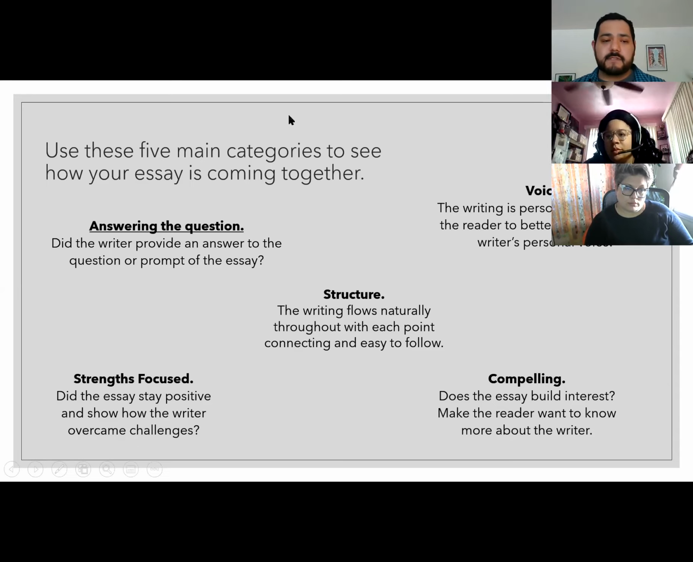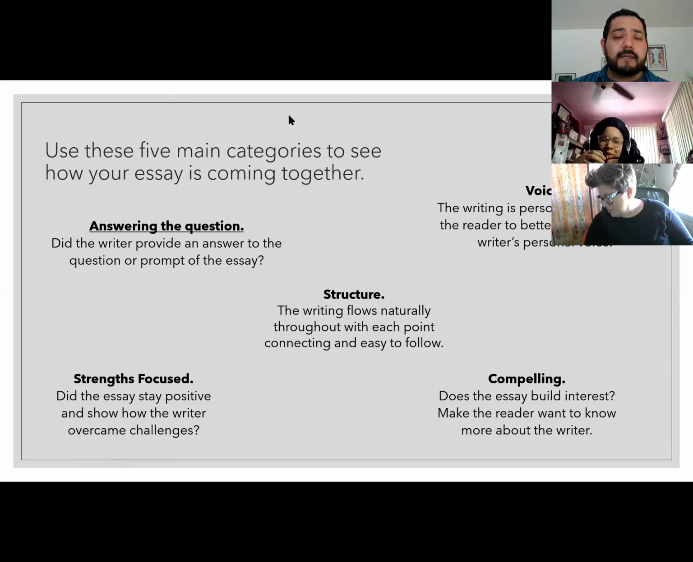Are you building that interest? Are you using your strengths and the structure to really compel and bring the reader along with you? And at the end of your essay, does the reader want to know more about the writer? I think that's a really great way to frame this. If you read a really good scholarship essay, you're like, wow, that was cool. I want to know who this person is. Let's give them money. And that's basically it. That's how scholarships are awarded.